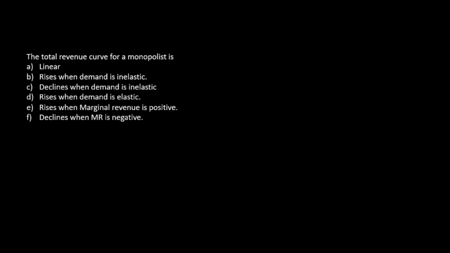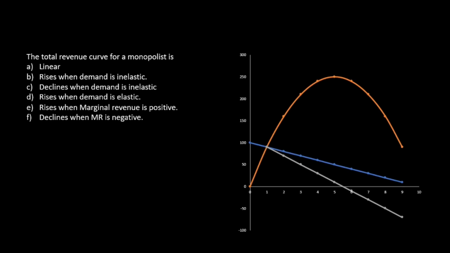The total revenue curve for a monopolist is, you have different options here. So let's first look at the total revenue curve for a monopolist who is operating in imperfect competition. So I have my total revenue, I have my price, quantity, and my marginal revenue. So this is my total revenue curve. You can see that this is not linear. So my option A is ruled out.